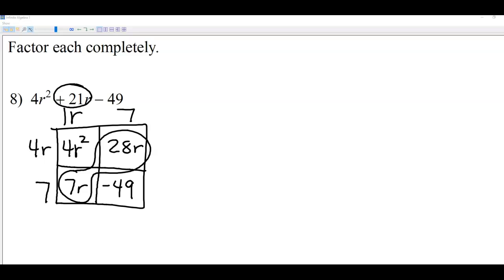Which one should be the negative to give me a positive 21? The bottom left one, right? So if that's negative, that means this 7 must be the negative one. Okay? And there you have it. We got our answer on our first guess. So that's kind of cool. It doesn't always work out that way, but we did.